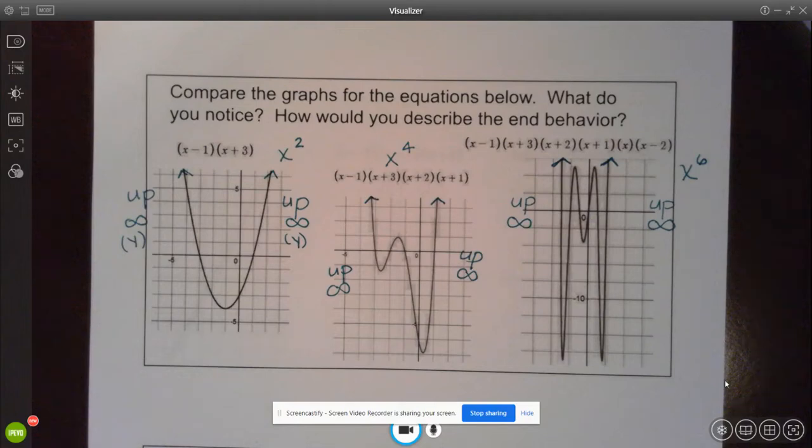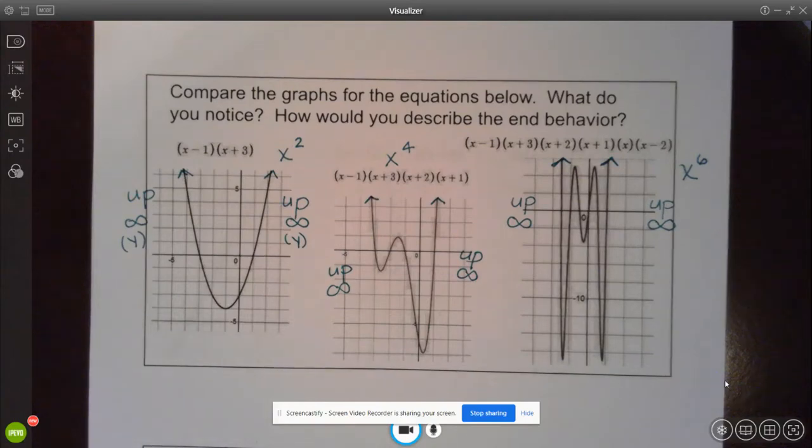So if we think about what's happening, why this might be happening, what some things we see with our leading coefficients that they might have in common.